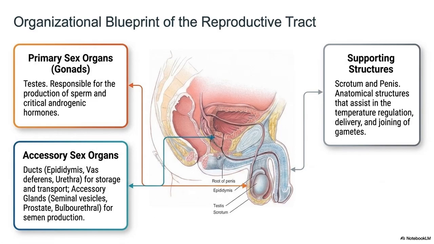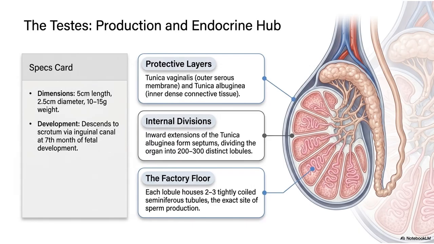Then we have the supporting structures, which are mainly the scrotum and penis. These anatomical structures assist in the temperature regulation, delivery and joining of gametes. Moving on, the testes are paired organs that are covered by a sac-like covering known as the scrotum. They are about 5 cm long, 2.5 cm in diameter, and weigh about 10 to 15 grams. The testes descend to the scrotum via the inguinal canal at the 7th month of fetal development.